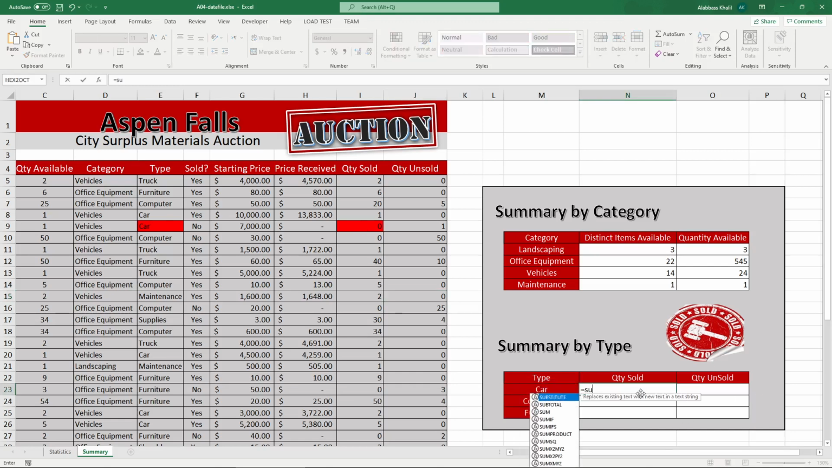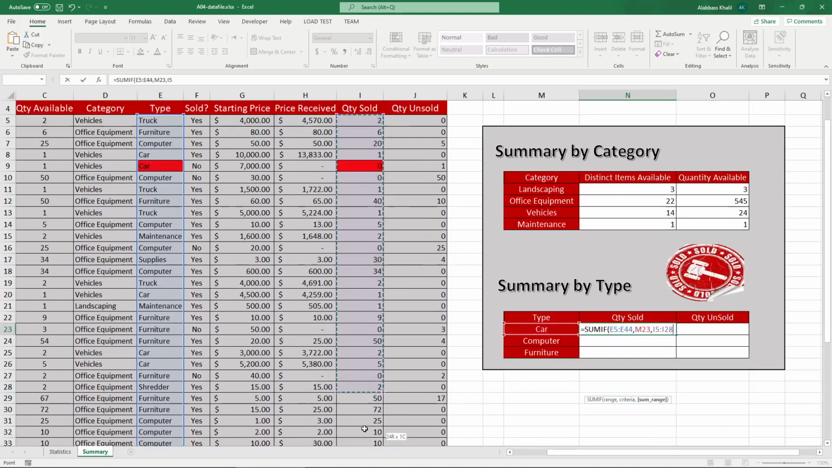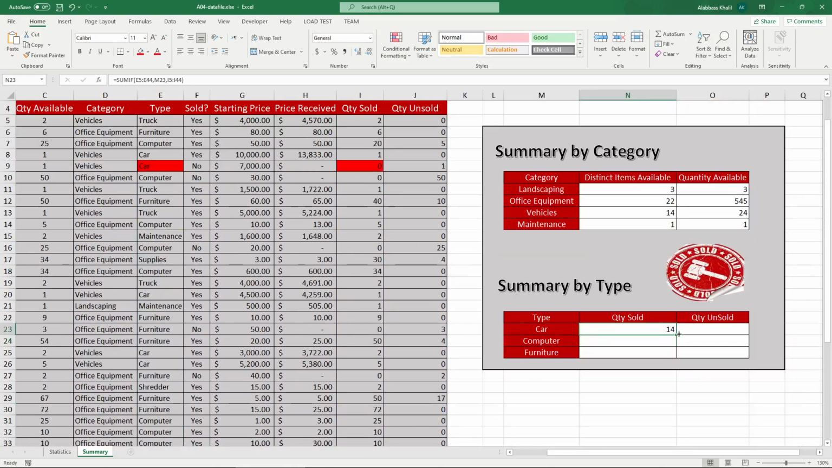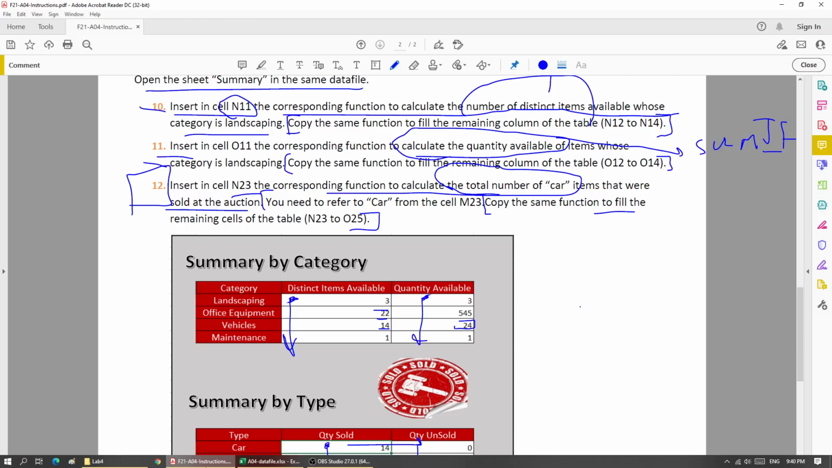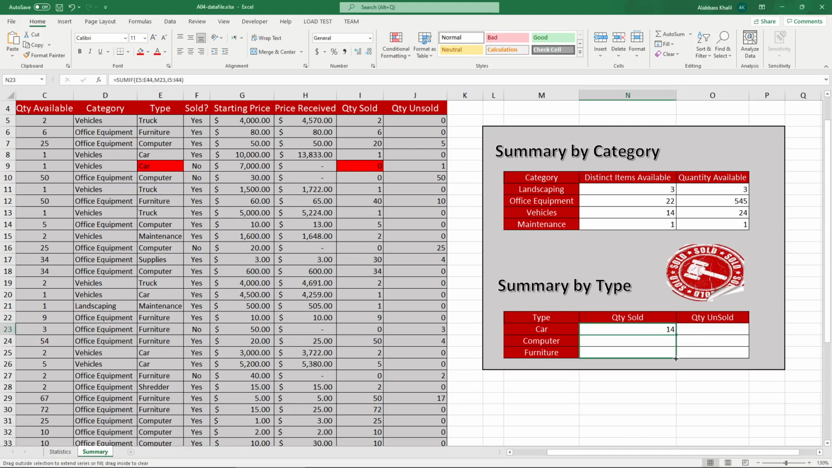So sum if the range is my type, I want it to be car, and I want the sum range to be quantity sold. All right, remember that we need to copy this everywhere. So let's copy it. So first of all, 14 is correct for the first one. But now what happens when we copy down? So I'll copy down this.